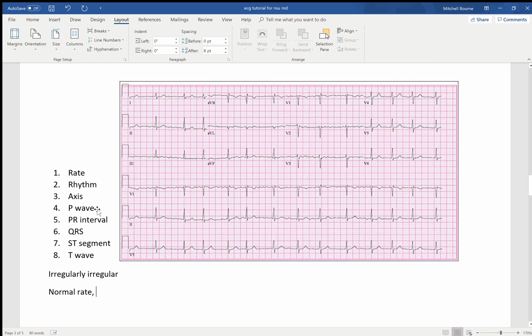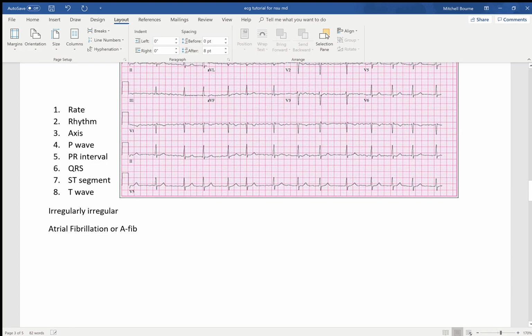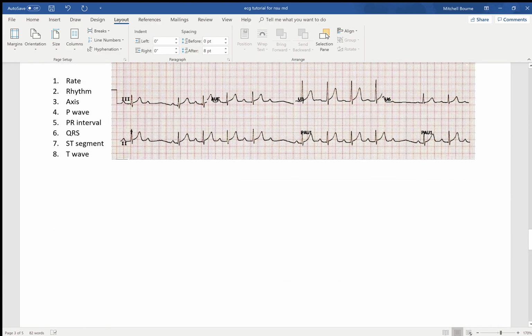Also, the PR interval, we don't have to calculate it because there isn't a P wave to calculate. QRS, it's a narrow complex QRS. ST segments, there's no ST segment elevations or depressions, and the T waves all are upright and in line with the QRS. They're kind of hard to see here, but it doesn't really matter. There's no T wave abnormalities that are worth saying. So this is going to be atrial fibrillation, or AFib is an easier way to say it. 2 more EKGs and we'll be done.